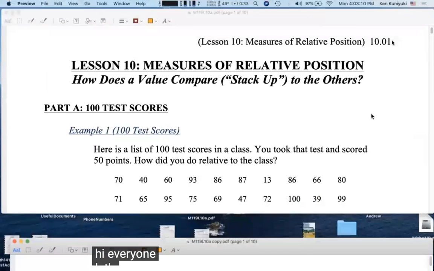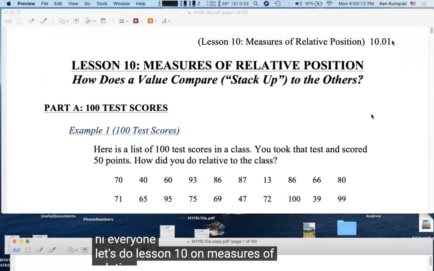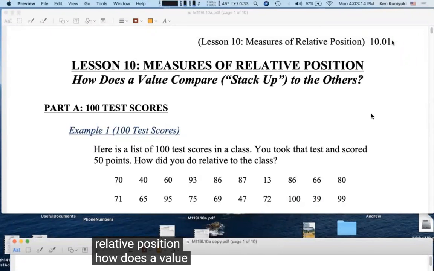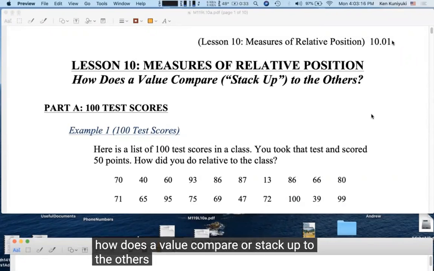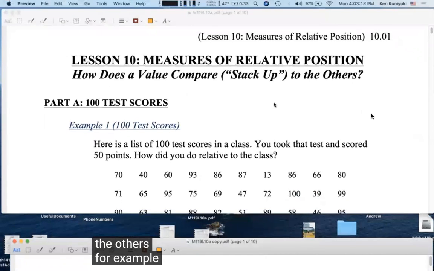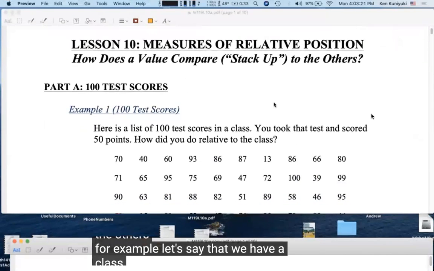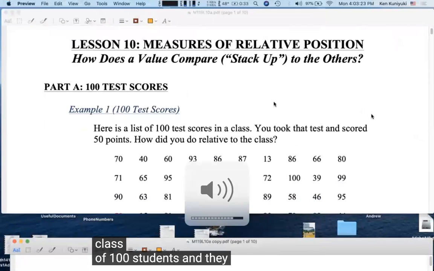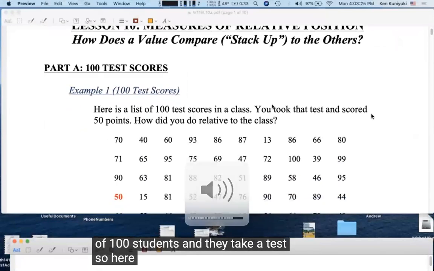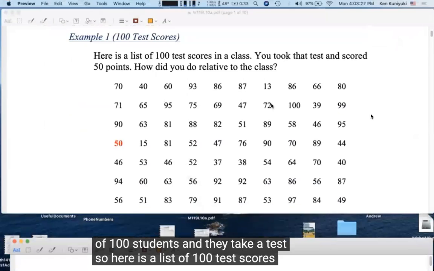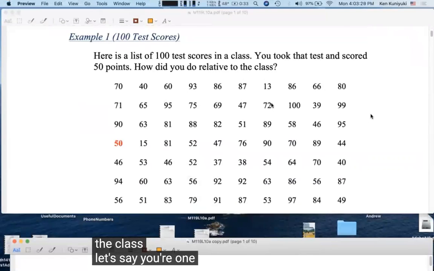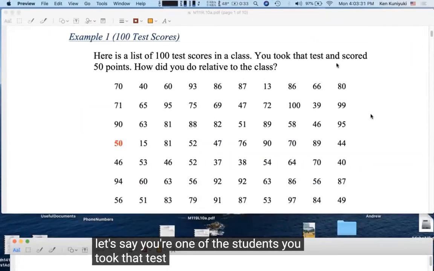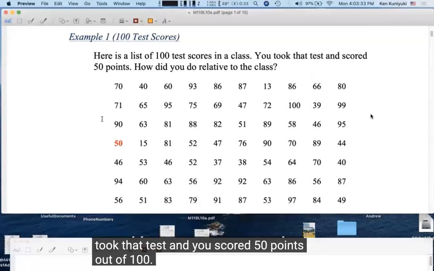Hi everyone, let's do lesson 10 on measures of relative position. How does a value compare or stack up to the others? For example, let's say that we have a class of 100 students and they take a test. So here is a list of 100 test scores for the class. Let's say you're one of the students. You took that test and you scored 50 points out of 100.